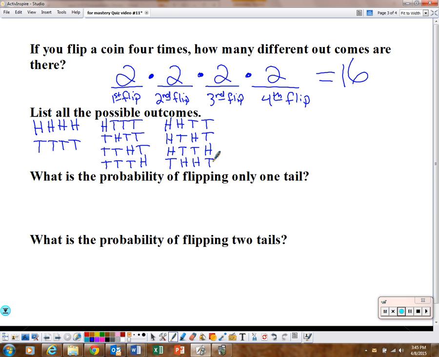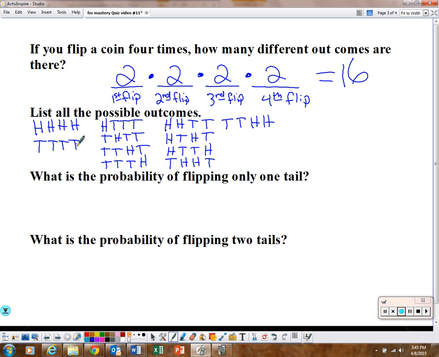Okay, then I'm going to rewrite this again with tails, tails, heads, heads. Okay, and I've got one, let's see. All right, so far we have 1, 2, 3, 4, 5, 6, 7, 8, 9, 10, 11. Okay, so I have 5 more to go.